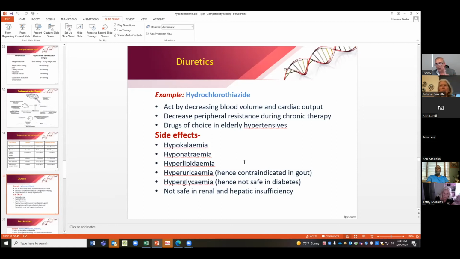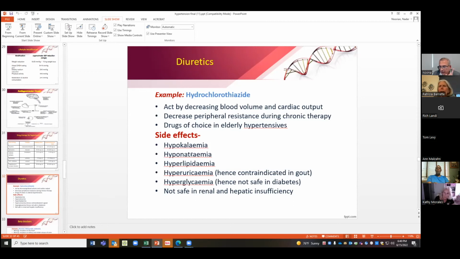Let me go through these in a quick way. I know it may be a little too much information for you, and I apologize, but it may be interesting to some people. Hydrochlorothiazide, as I said, is one of the diuretics. The other one that is commonly used is chlorthalidone. That's another one that we use in the same category. So it decreases the blood volume and the cardiac output.